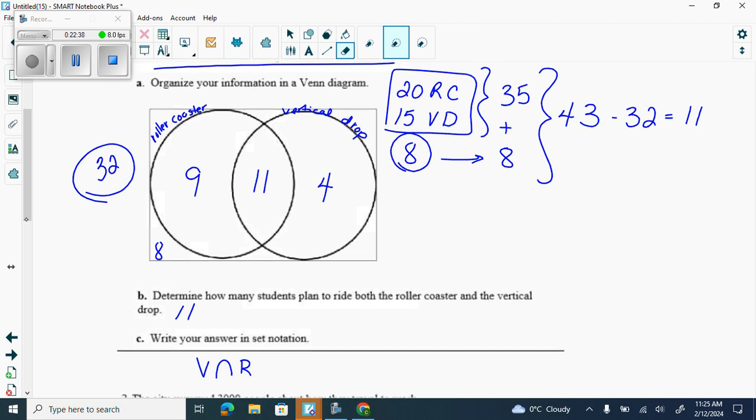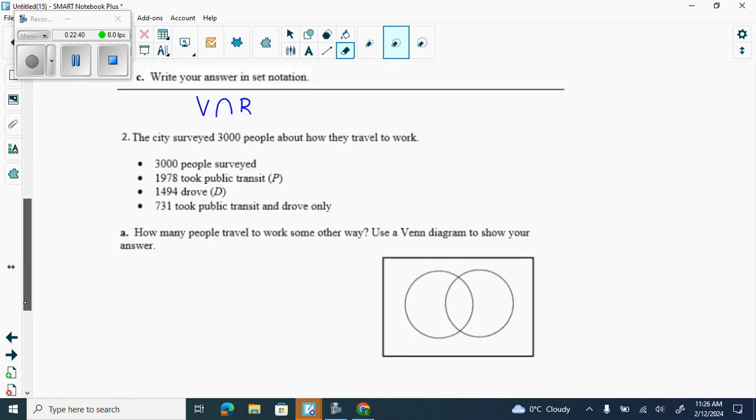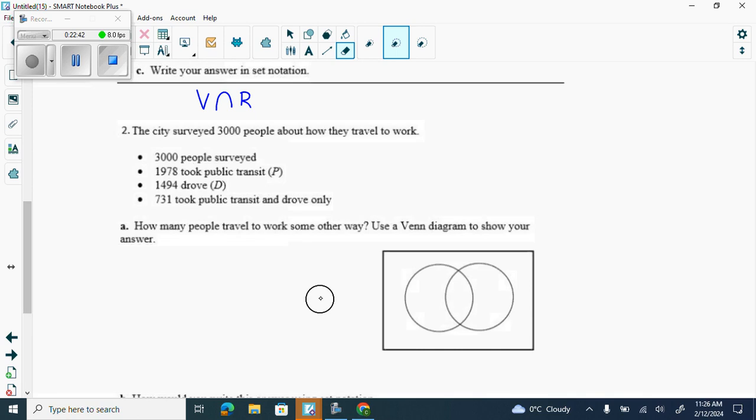Okay? All right. Here we have, a city surveyed 3,000 people. Of the 3,000 people surveyed, 1,978 took public transit, 1,494 drove, and 731 took public transit and drove only. So that's just this overlap, 731. Now, they labeled it as a P and a D, so I can actually use P and D because they labeled it for me.